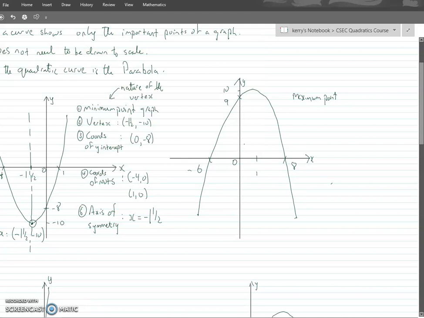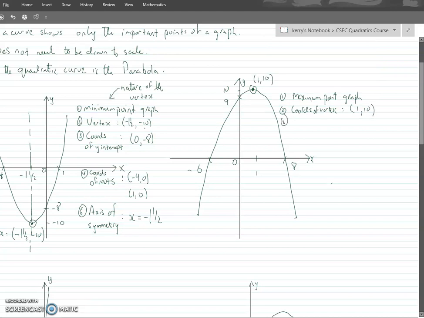All right, so let's look at this graph here now. How do we determine all of these things? The first thing is what type of graph this is. So here, the nature is that it is a maximum point graph. The second one now is what are the coordinates of the vertex? The vertex is the maximum point. That's this highest point here. The x value first is 1 and the y value second is 10. So the coordinates of the vertex is 1, 10.